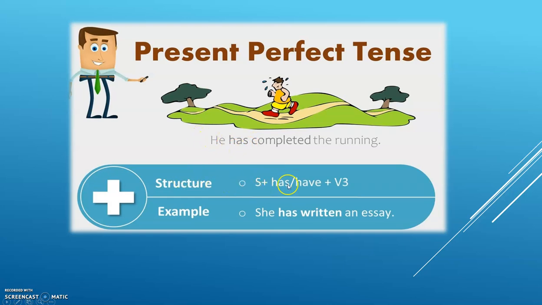Subject, he, has or have. This is coming in the perfect tense. Okay, in the perfect tense, has and have will come. Present tense means complete plus verb. Now an example: she has written an essay.